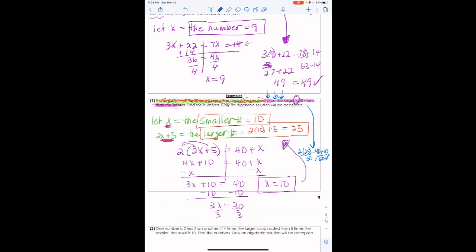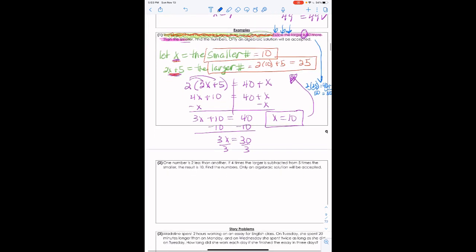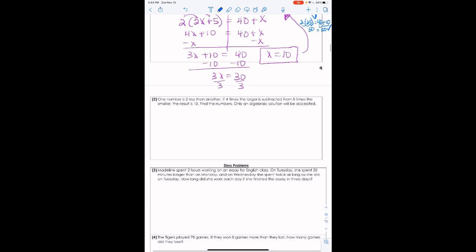Now, this idea of the first sentence being my legend sentence and the second sentence being my equation sentence is going to carry through the rest of this lesson. Okay, so let's try number 2.